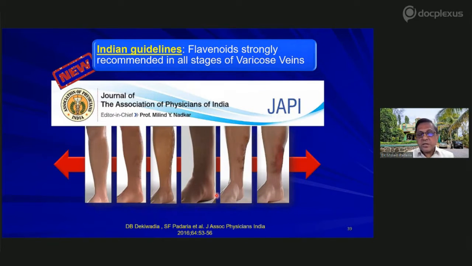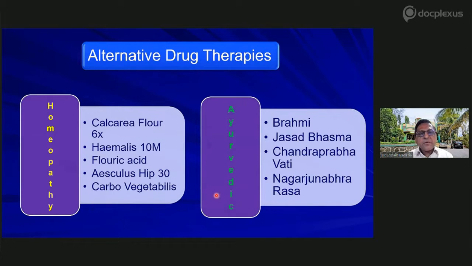In fact, we did a study. I was one of the authors, which was published in the JAPI, Journal of the Association of Physicians of India, in 2016, in which we clearly showed that flavonoid drugs, strongly recommended in all stages of varicose veins, are useful in decreasing the symptoms.